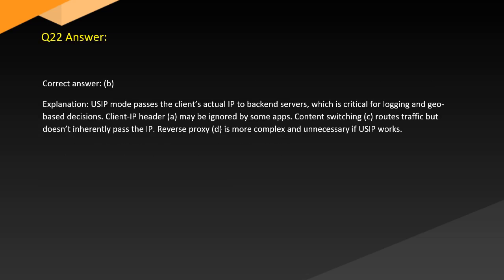Answer. Correct answer: B. Explanation. USIP mode passes the client's actual IP to backend servers, which is critical for logging and geo-based decisions. The client IP header (A) may be ignored by some apps. Content switching (C) routes traffic but doesn't inherently pass the IP. Reverse proxy (D) is more complex and unnecessary if USIP works.